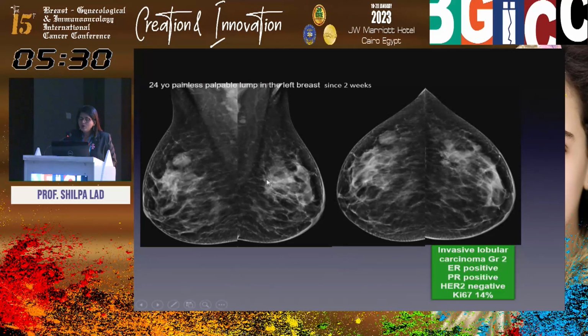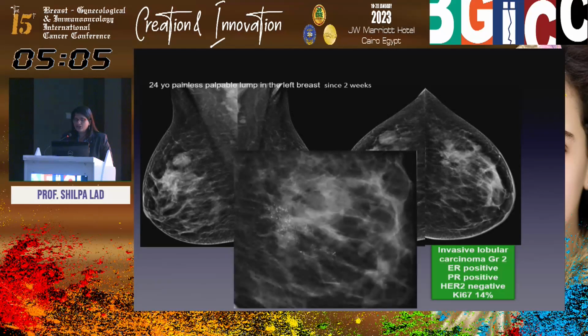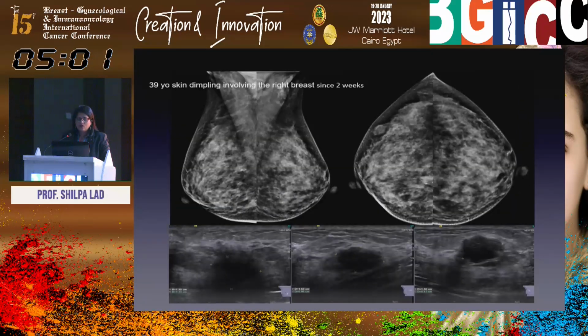What do we see on the mammogram? On the mammogram, corresponding to the palpable lump, there is a dense spiculated mass with pleomorphic microcalcifications. In the contralateral breast also, there is a mass. Okay, we decide to biopsy. On biopsy, it turns out to be an invasive lobular carcinoma grade 2, which is ER/PR positive, HER2 negative, with a Ki67 of 14%. Okay, look at the pleomorphic microcalcifications here. Okay, so these are the cancers which give rise to these classic spiculated masses.